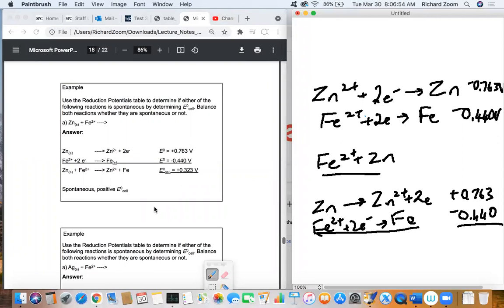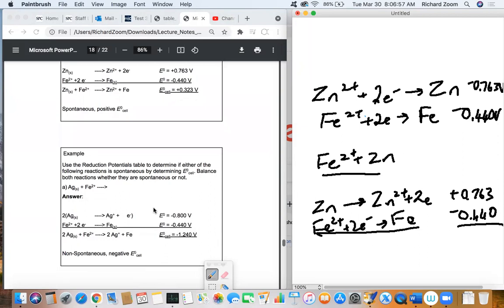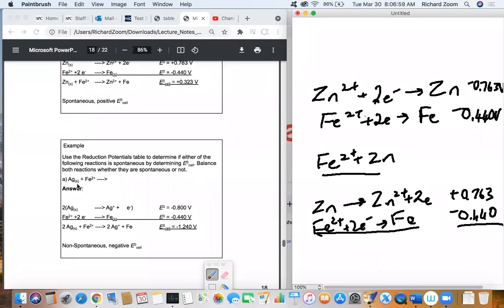So if we take the reverse case here, another case where we've got silver, and you can see with silver, there's a reaction that involves silver plus an electron. It's positive 0.800 volts. And I flip that around, just like I did the zinc over here, it becomes negative 0.800. The point is that if I took Fe2+ and added it to silver metal, I expect not to get a reaction because the E0 cell is negative. So that's really the only point that I want to make here.